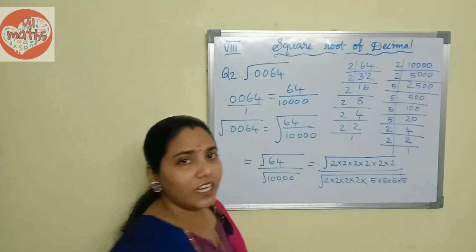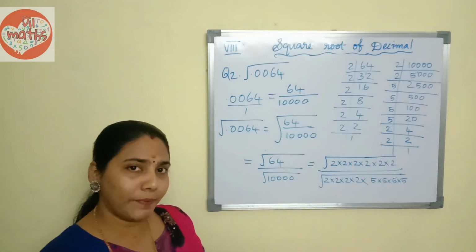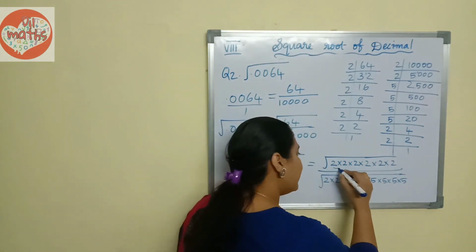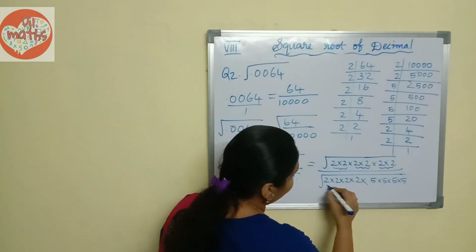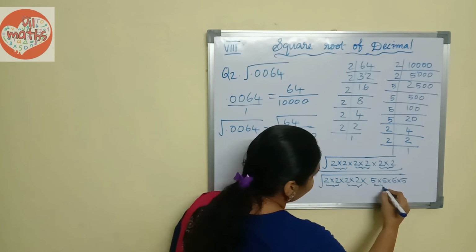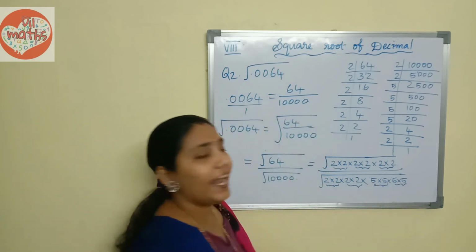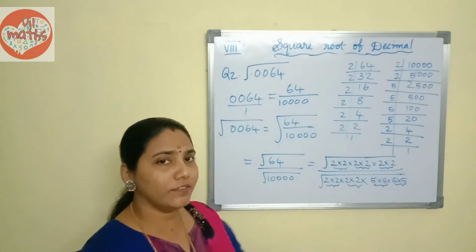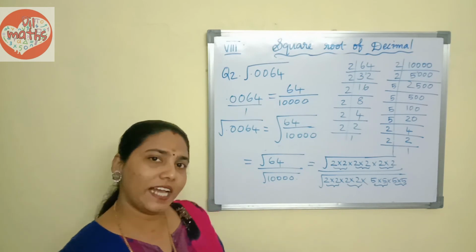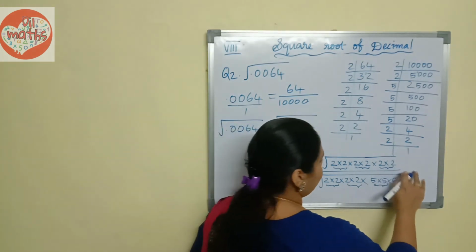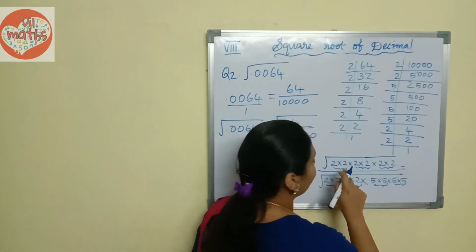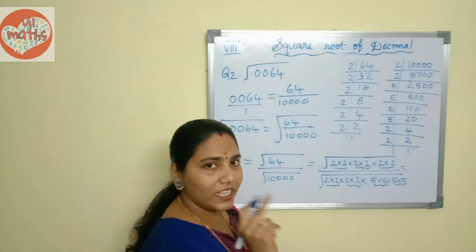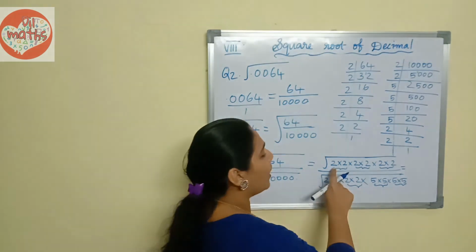Now what should we do here? We should make it as pairs of equal primes. Then what will happen? 3 pairs we will get here. Here also 4 pairs we will get. And from each pair what should we do? We should take one factor outside and we should multiply. Okay. So what will we get? While taking the square root, from each pair we should take one factor outside.